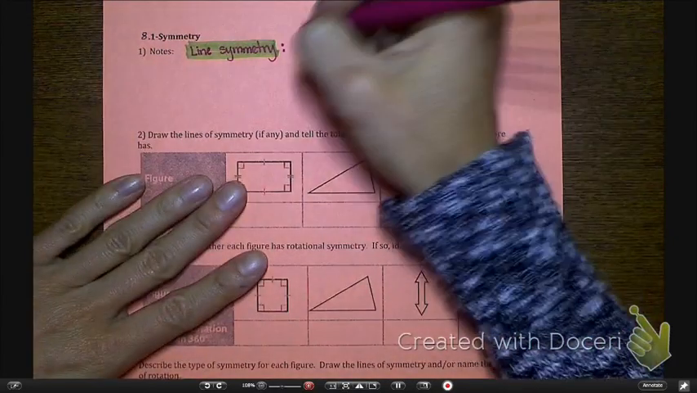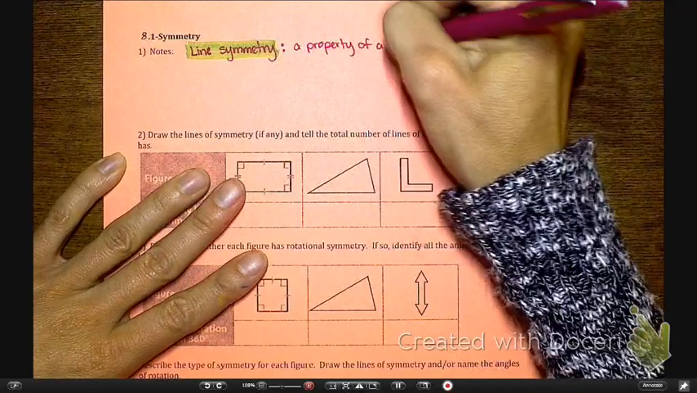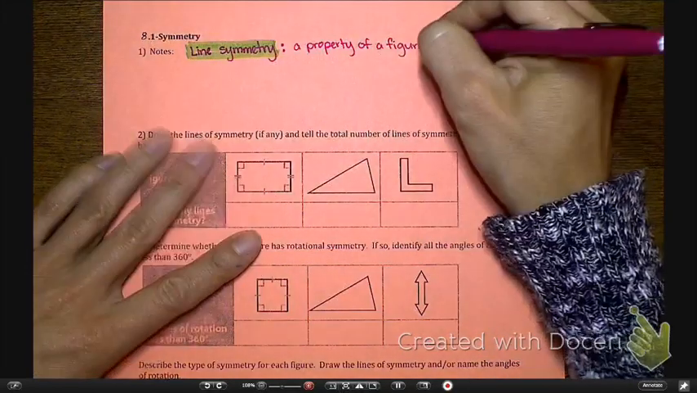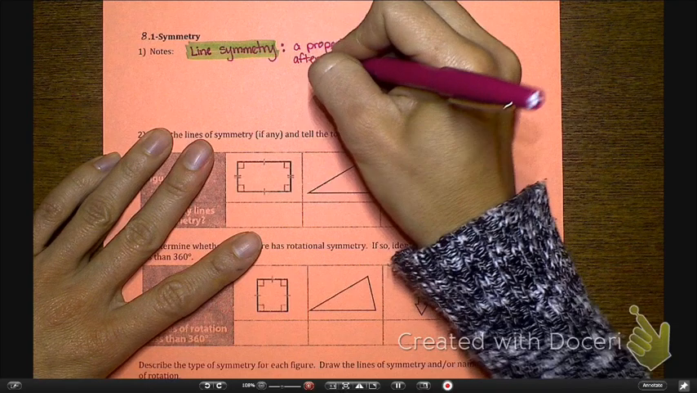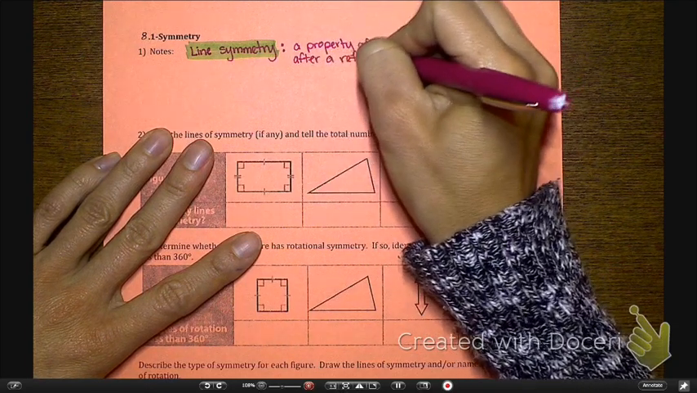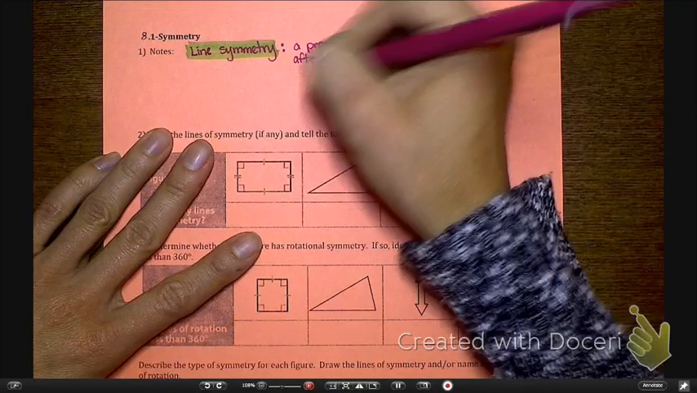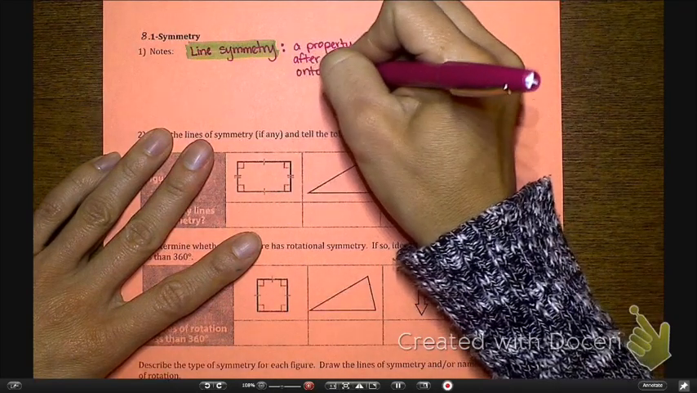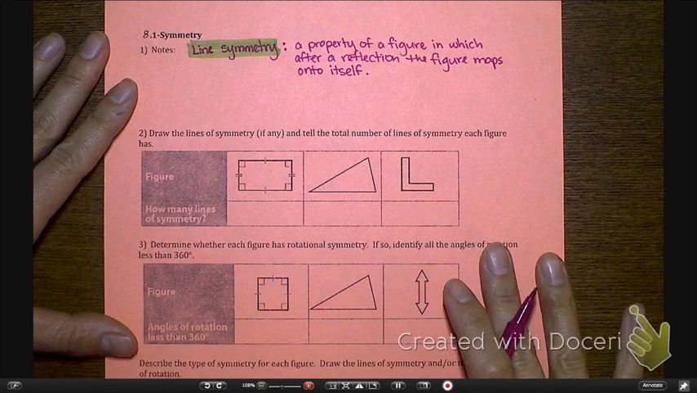Okay, here's the math definition for it. It is a property of a figure in which after a reflection the figure maps onto itself. Okay, so it's saying when we do a reflection that the figure is matching up with itself completely. If I drew a line and I reflect one side of the figure, then it matches up with the other side perfectly. Okay, so let's take a look at some of these shapes.